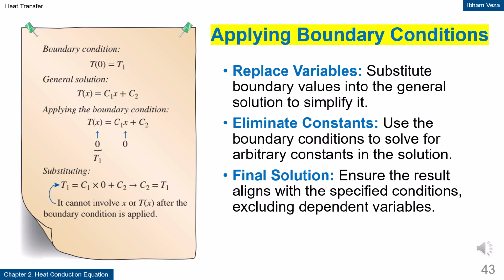Applying boundary conditions. Boundary values are substituted into the general solution to eliminate the arbitrary constants. Each boundary condition provides one additional equation. With two boundary conditions, the two constants can be determined. The final result is a solution that no longer contains unknown constants. This solution fully represents the physical system being analyzed.